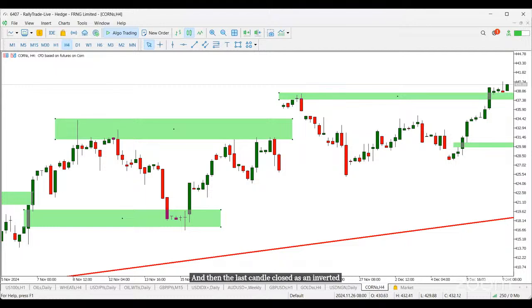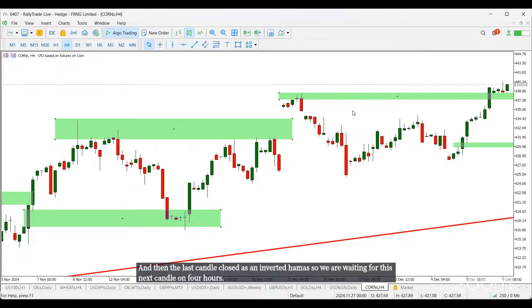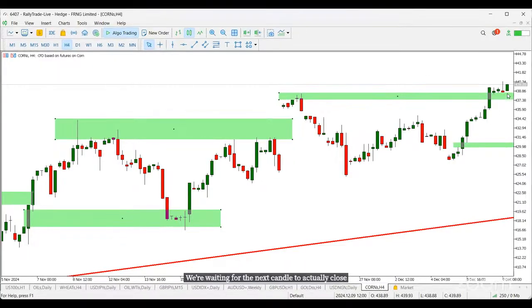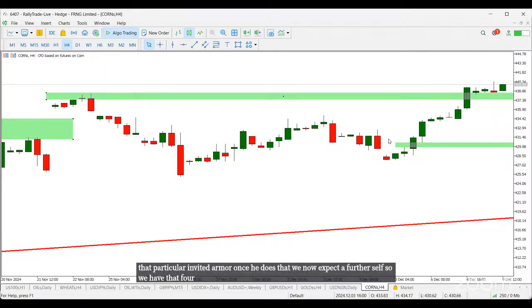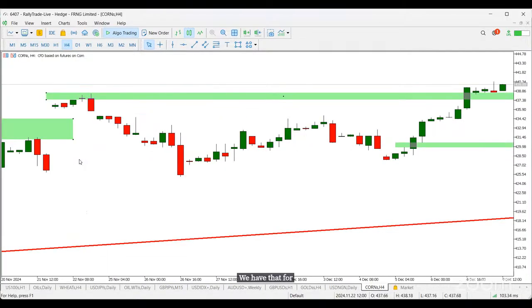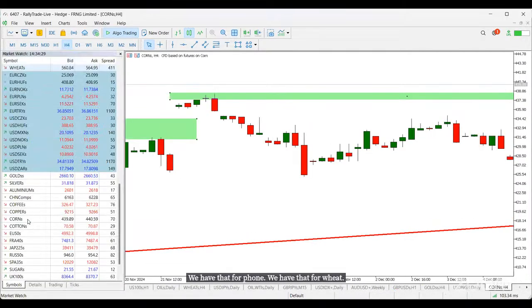So we are waiting for this next candle on 4 hours. We're waiting for the next candle to actually close bearish also, or for the market to start selling below that particular inverted hammer. Once it does that, we now expect a further sell. So we have that for corn, we have that for wheat.